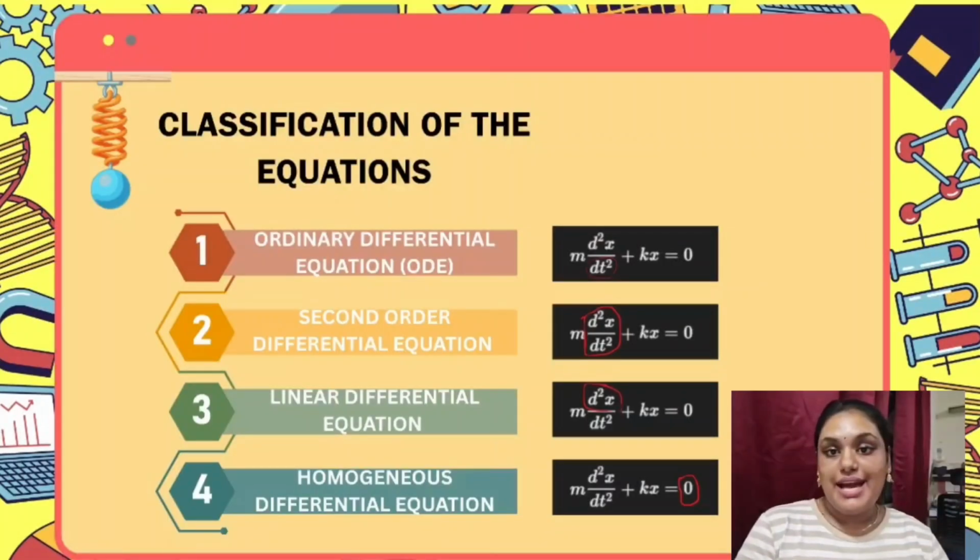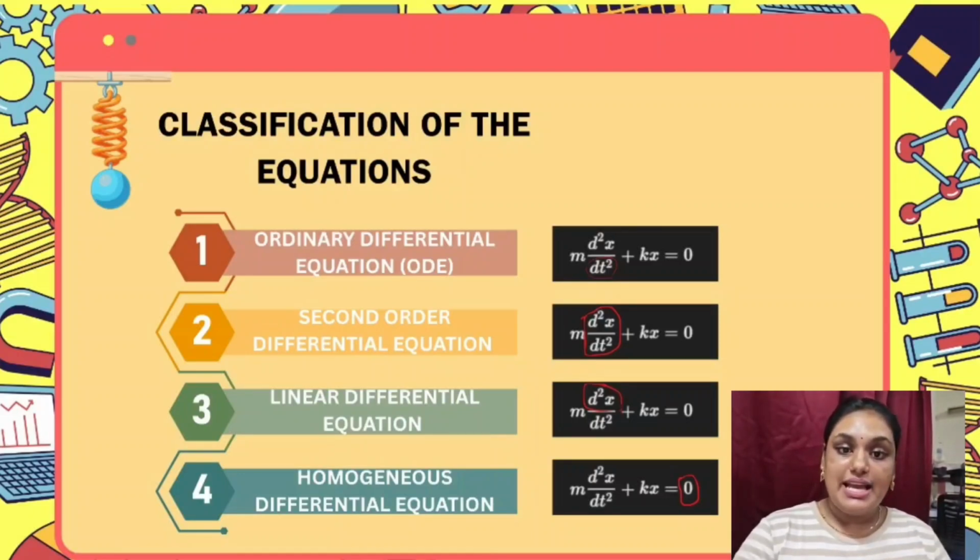Now let's look at its classification. First, it is an ordinary differential equation, ODE, because it involves derivatives with respect to a single independent variable, which is time t. It is second order equation since the highest derivative in the equation is the second derivative, d²x/dt².